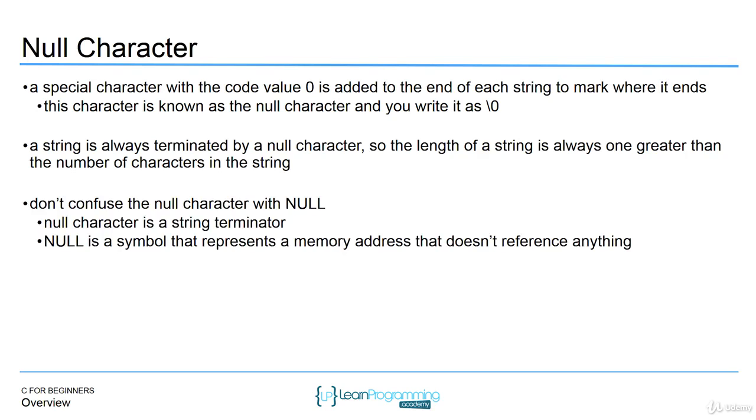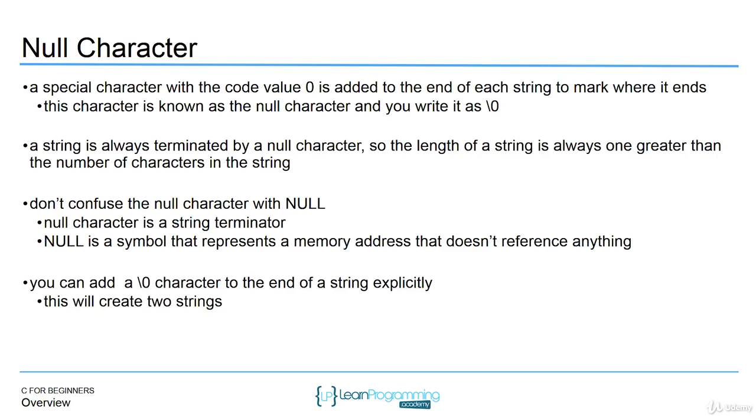We also have a concept of null that we haven't really talked about in too much detail. It usually comes into play when we talk about pointers. But do not confuse the null character with the NULL keyword. There's a NULL keyword in one of the include headers that you can use, and this is a symbol that represents a memory address that doesn't reference anything. So you use it when you use pointers. A null character is just a string terminator. We'll talk more about NULL when we talk about pointers, but make sure you understand the distinction between the null character and the NULL keyword. You can add a \0 character to the end of a string explicitly, and this will create 2 strings. And I'll show you how to do this when we talk about defining character arrays.